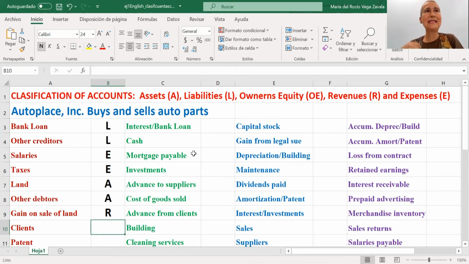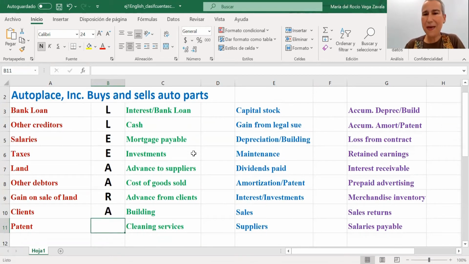Clients, it's the amount that my clients owe me. Again, it's like an accounts receivable. They owe me. I have the right to collect from them. So if I have a right, that will be an asset. A patent gives me the right to exploit, to sell, or whatever, something I invented. So as I have the right, that will be an asset.